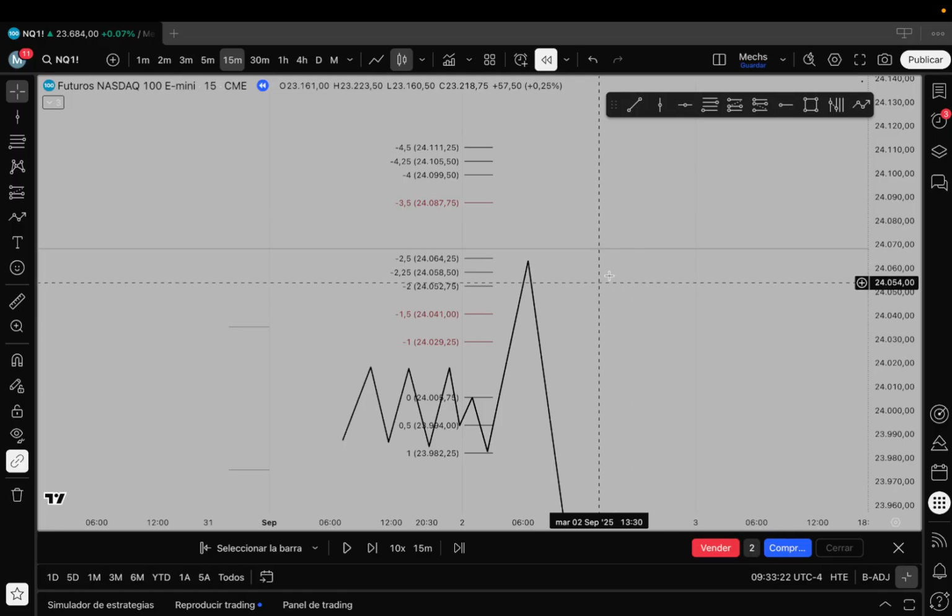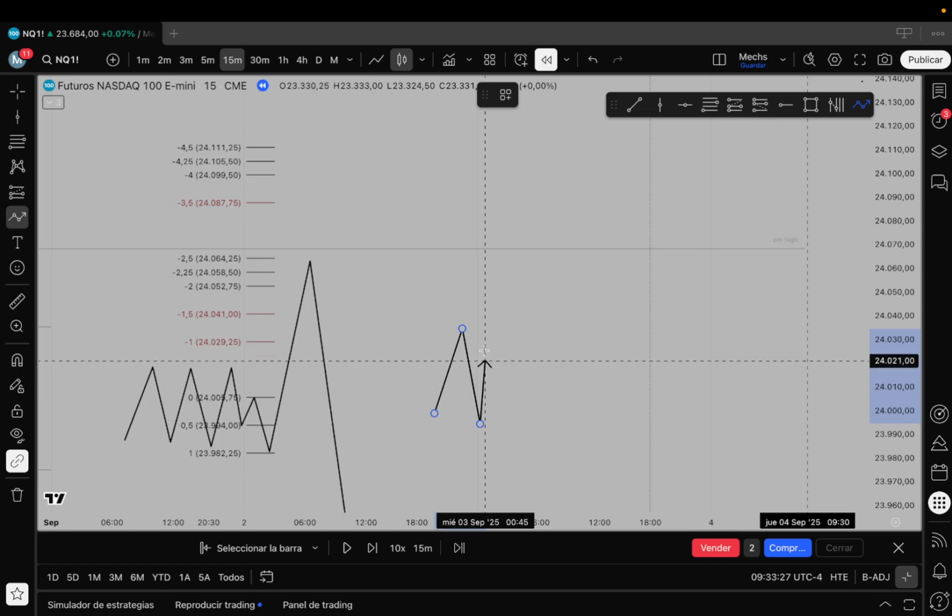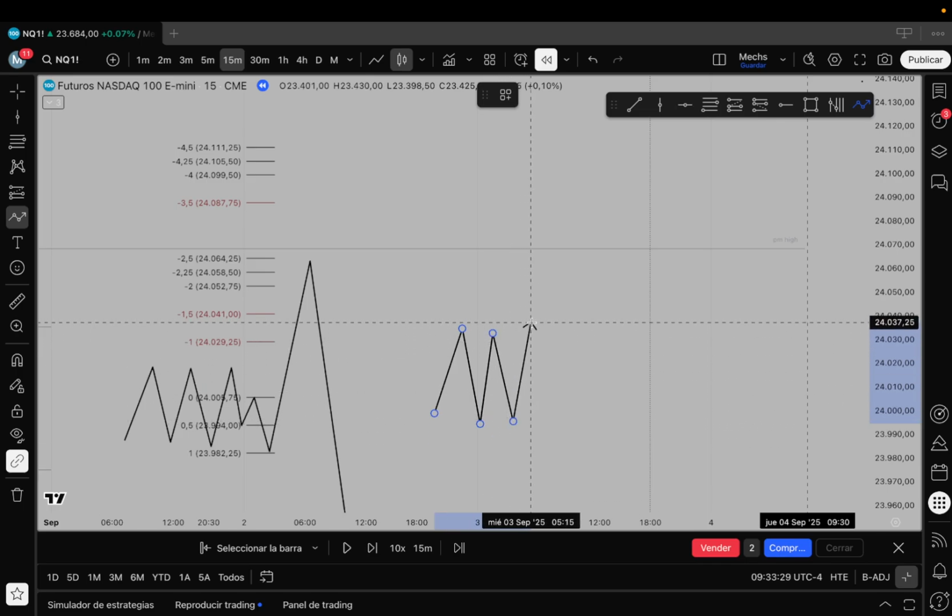And yeah, also the same with the bullish scenario.